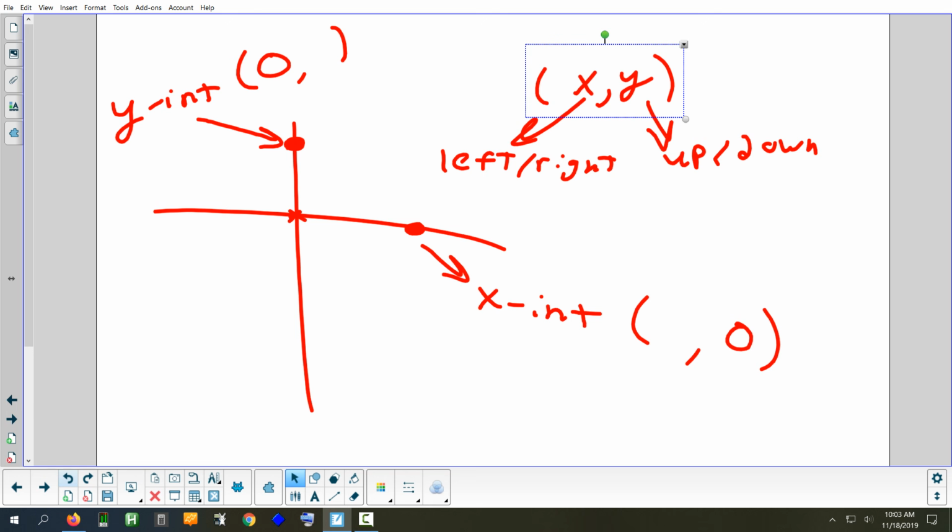The x-intercept is always going to have a 0 for the y value because you don't go up and down to get to the x-intercept. So it's just going to involve plugging in a 0 for either x or for y. And that's exactly what you guys did in the one before. I think we did one of each. I had you plug in 0 for x, and then I had you plug in 0 for y.